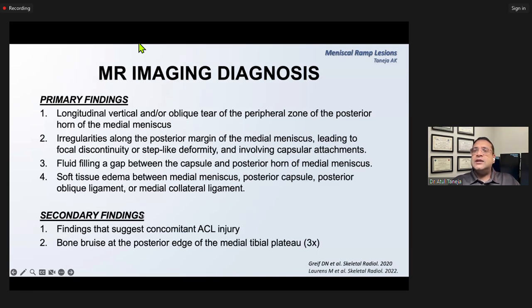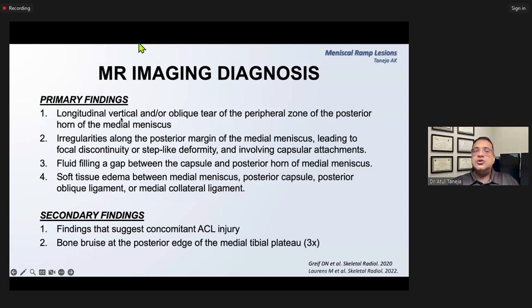All right. What do we need for MRI diagnosis? There are no definite criteria. I mean, we don't need to say, oh, this fulfills two or three criteria. No, you can have a few of them. You can have not that clear criteria, but you need to increase your suspicion for a ramp lesion.